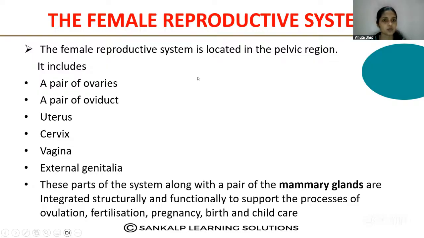Now the female reproductive system. What it includes: a pair of ovaries, oviduct, uterus, cervix, vagina, and the external genitalia. Mammary glands also come under the female reproductive system, but there is no functional connection between the mammary glands and the other organs. But they help in the processes of ovulation, fertilization, pregnancy, birth, and child care. So they help in all these processes, but there is no direct connection between the female reproductive system and the mammary gland.